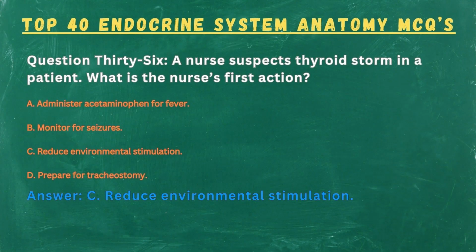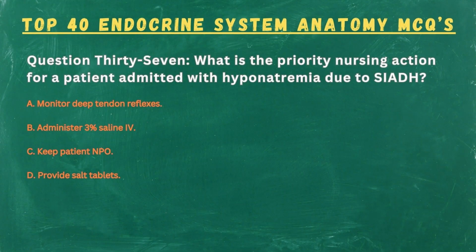Answer: C. Reduce environmental stimulation. Question 37. What is the priority nursing action for a patient admitted with hyponatremia due to SIADH? A. Monitor deep tendon reflexes. B. Administer 3% saline IV. C. Keep patient NPO. D. Provide salt tablets.